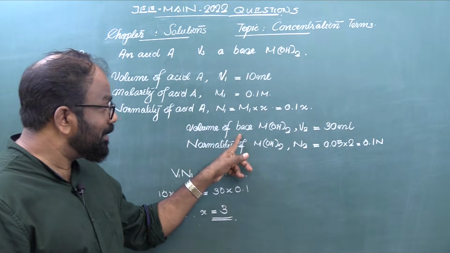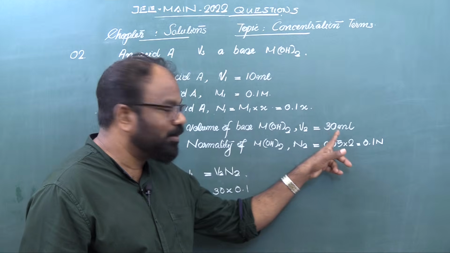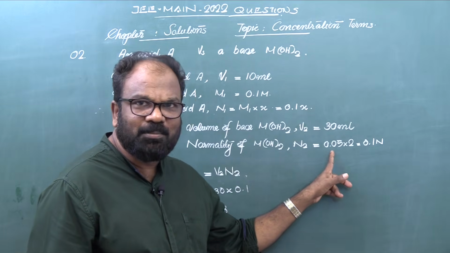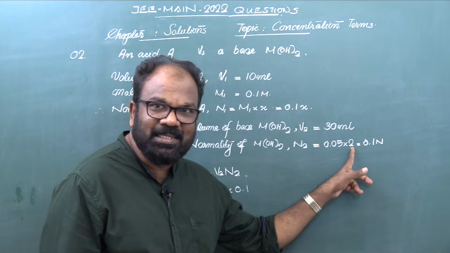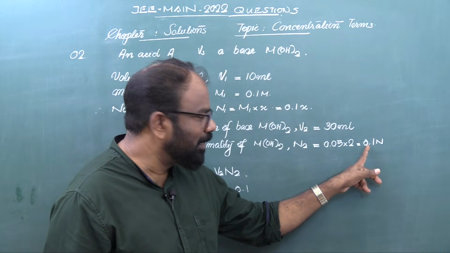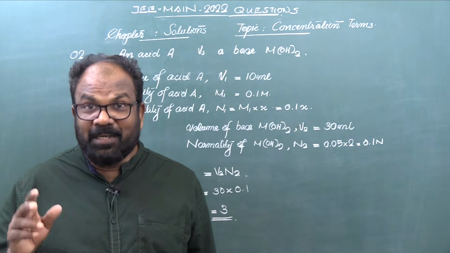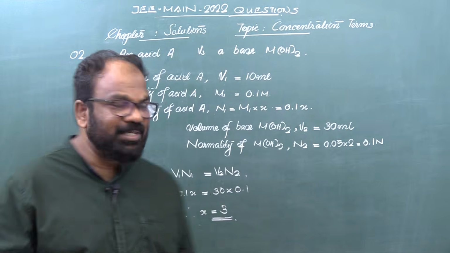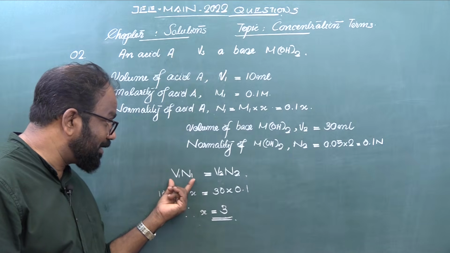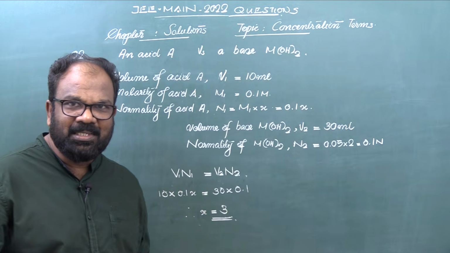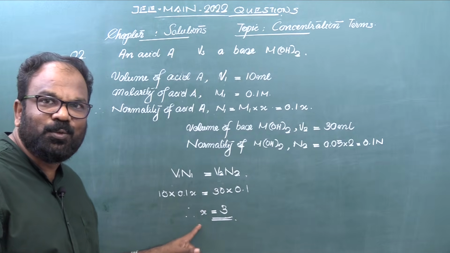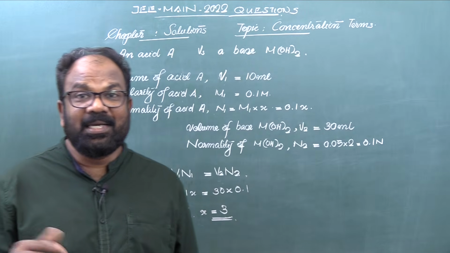Then the volume of base reacted, it is taken as V2, that is equal to 30 ml. The normality of the base N2 is equal to the molarity of the base into its acidicity. Acidicity means number of replaceable OH minus ions, that is equal to 2. Therefore, normality is equal to 0.1 normal. For an acid-base neutralization reaction, the equation is V1N1 is equal to V2N2. That means number of equivalents of acid is equal to number of equivalents of base. Then substituting for V1N1 and V2N2, the basicity of acid X is equal to 3. That means here the answer is 3.